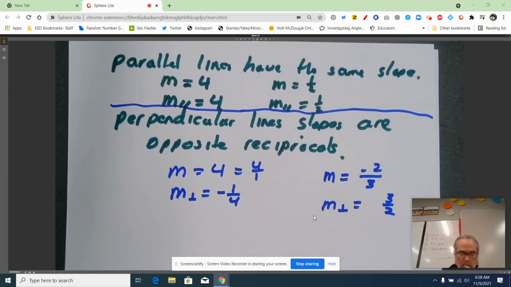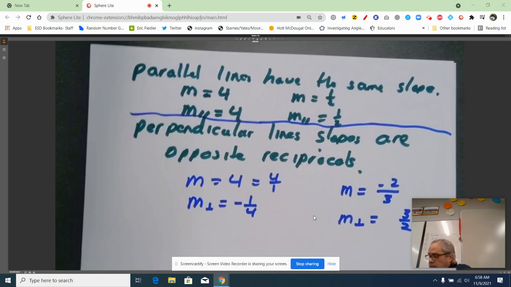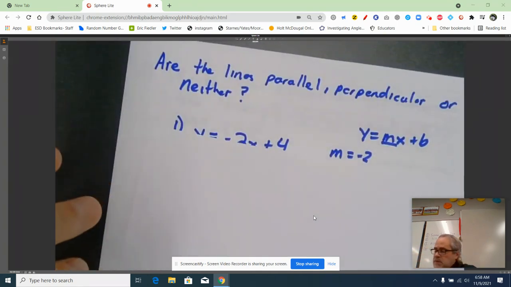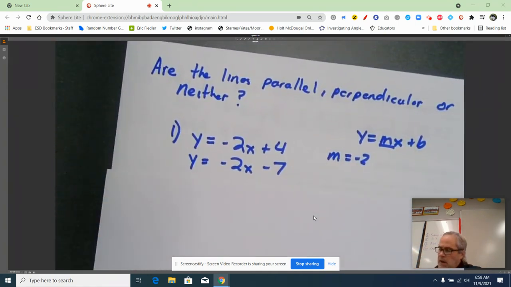Okay, so that's an example of lines that are parallel and perpendicular. And if it's neither of those, then it's neither. So let me show you a couple examples here. Are the lines parallel, perpendicular, or neither?